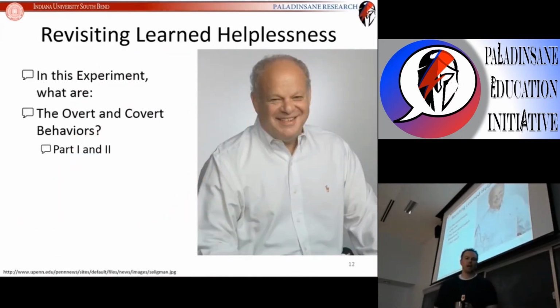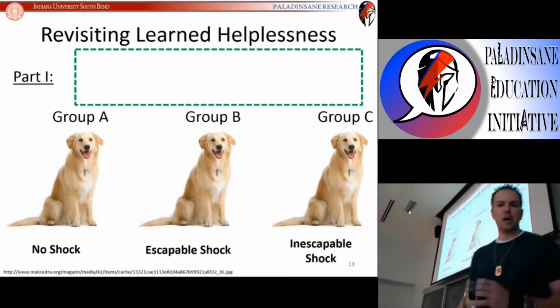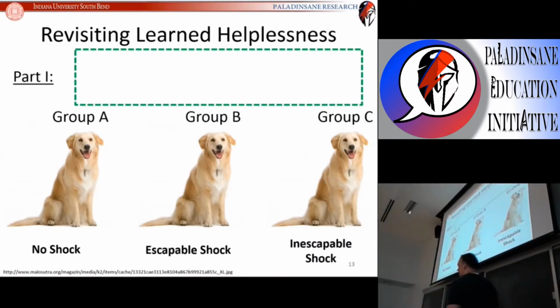All right, overt and covert behavior. So this one's going to require a little bit of speculation in terms of what the overt and covert behaviors are. One of them definitely happened. So let's start with the overt behaviors. For part one, what were some of the overt behaviors that we either know happened or we would expect would happen? Pressing the panel is the one that we know would happen.